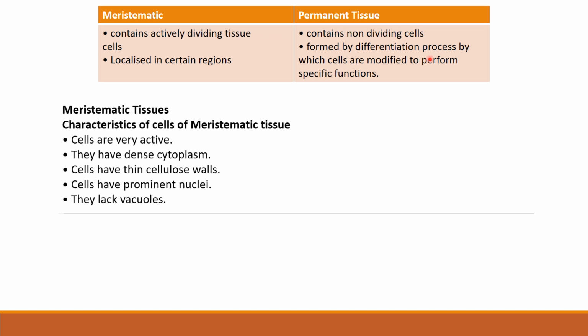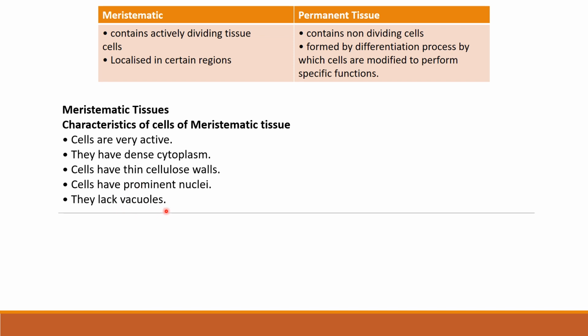When we talk about the characteristics, what is the basic difference between the meristematic and permanent tissues? In the meristematic tissues, the meristematic cells are very active. They have dense cytoplasm, which helps in division. The cellulose wall is thin. Why so? Because they have to divide rapidly, so thickness won't be allowed.